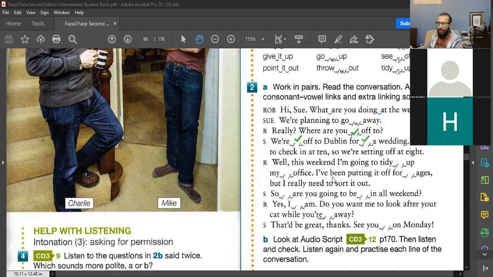I'm going to tidy up. Tidy up. What's the added sound here? Yes, that's it. My office, the same. I've been putting it off for ages. R. Yes, okay, you're right.